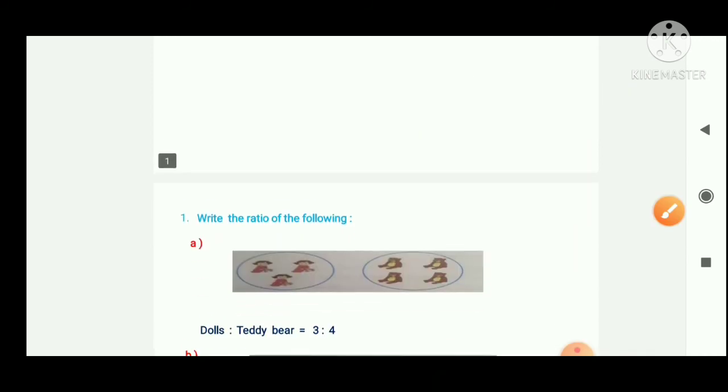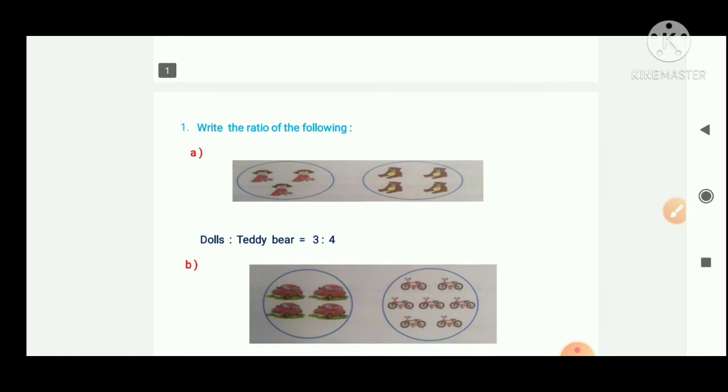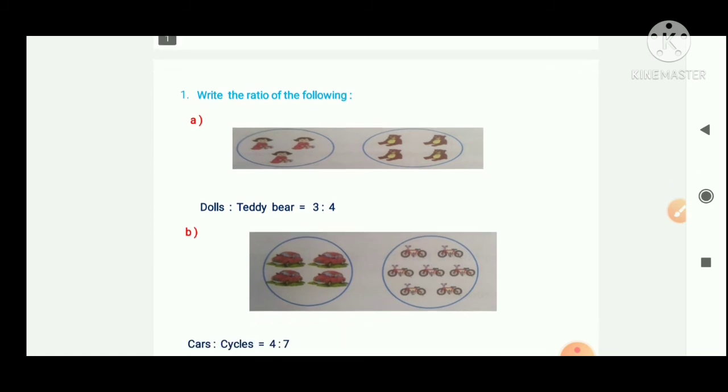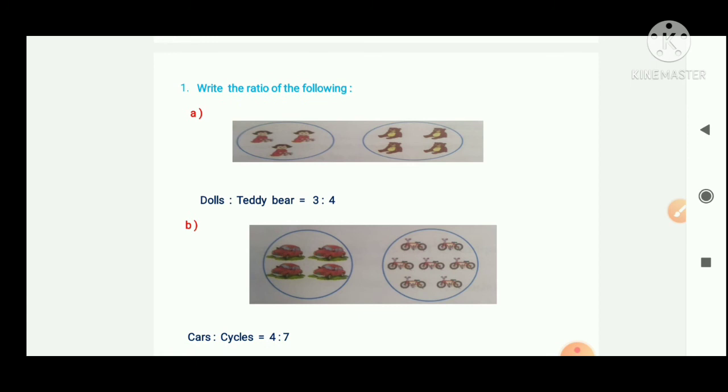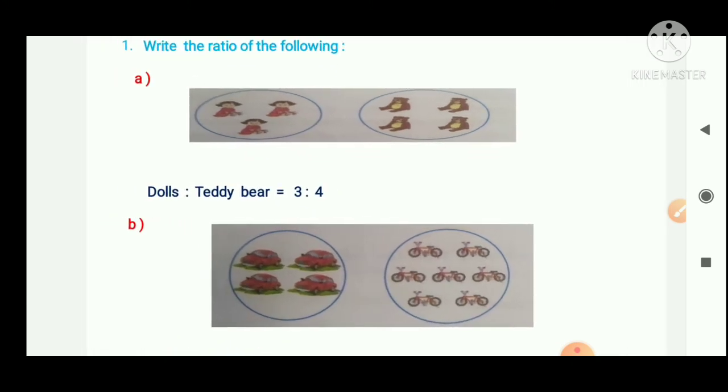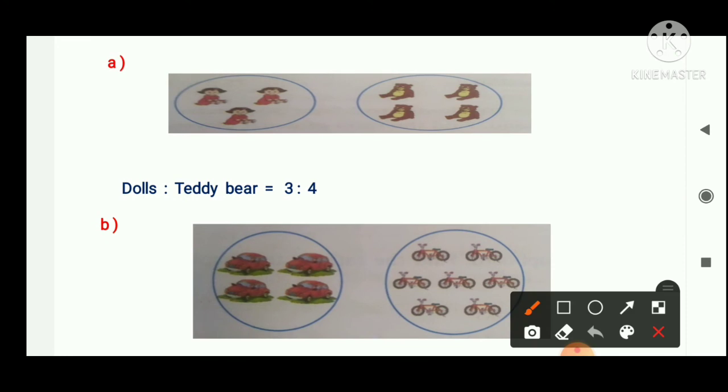So let's solve exercise 1. See students, first example: write the ratio of the following. If you observe the given pictures, two pictures are shown. In the first one, there are pictures of dolls. How many are there? 1, 2, 3. Here 3 pictures of dolls are shown, and teddy bears: 1, 2, 3, 4. 4 pictures of teddy bears are shown.